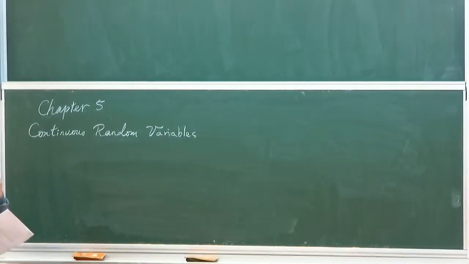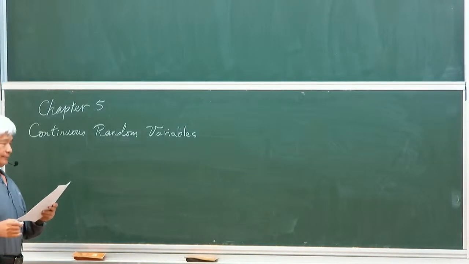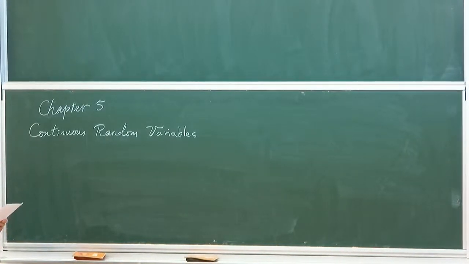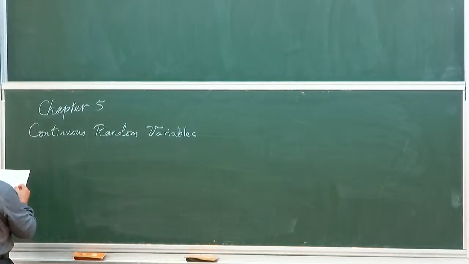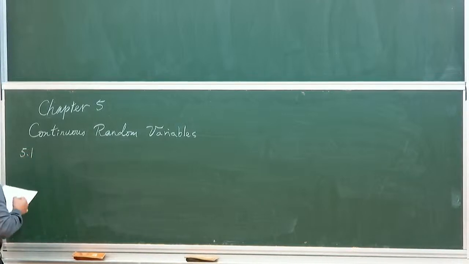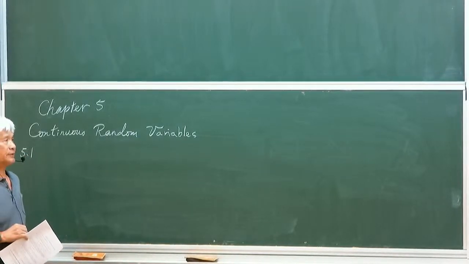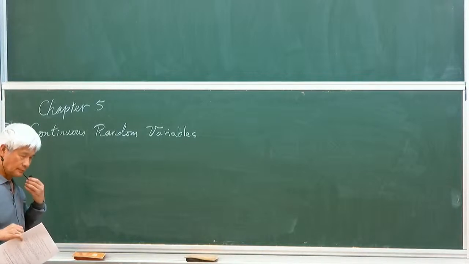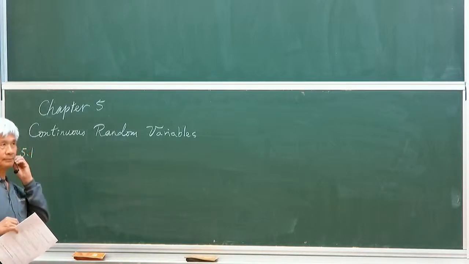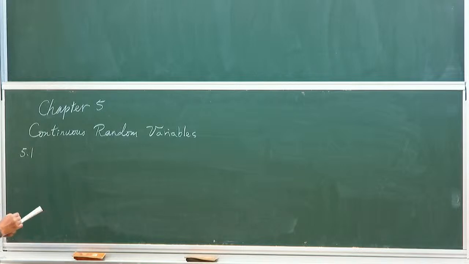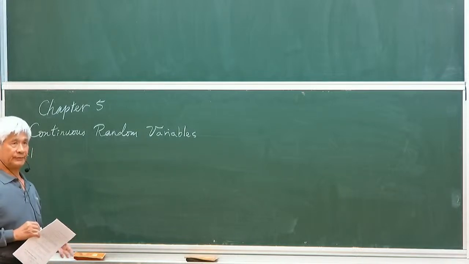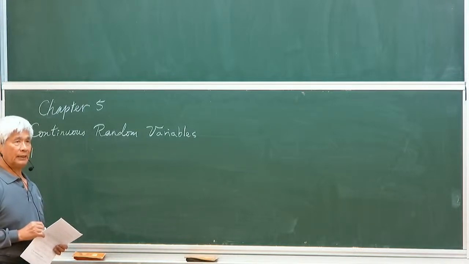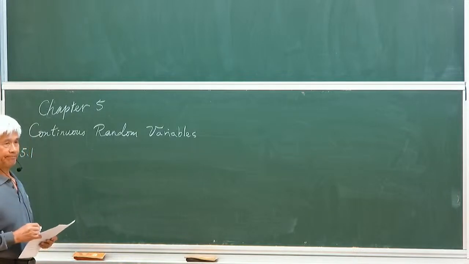Okay, so the main topic in chapter 5 is continuous random variables. But in the first two sections, I will also cover properties of general random variables, not only continuous random variables.